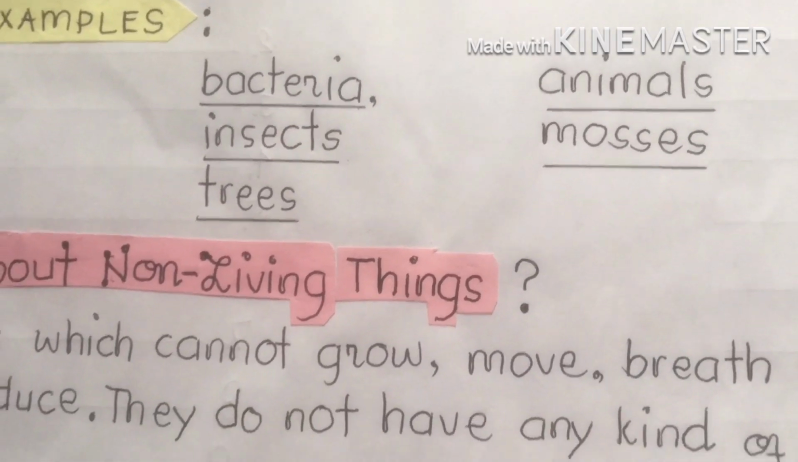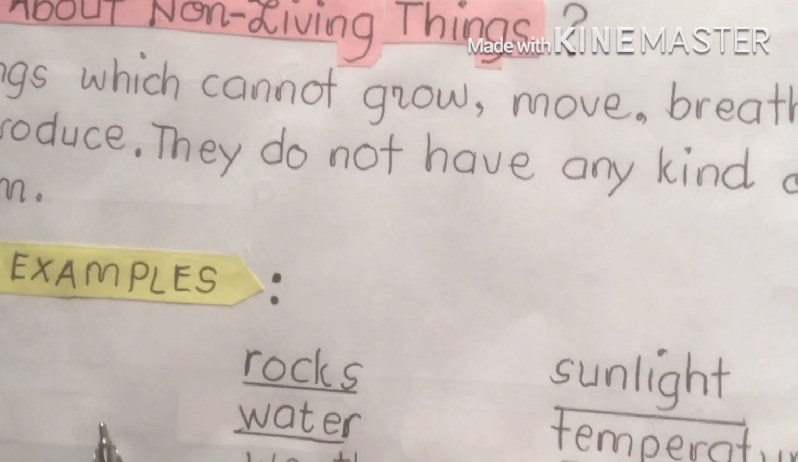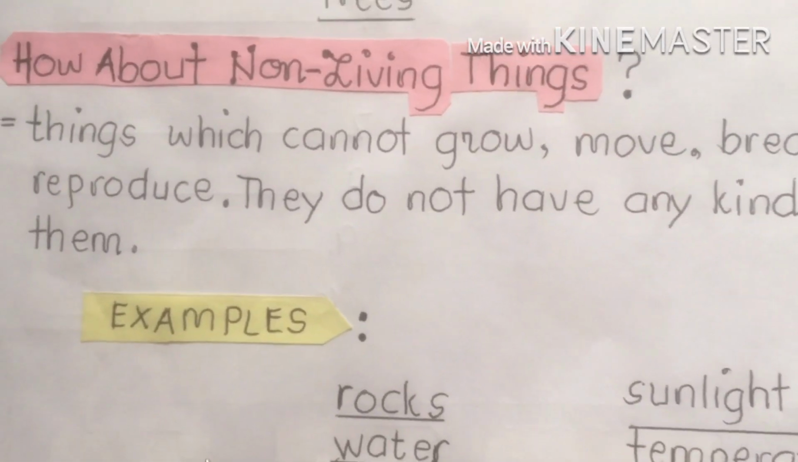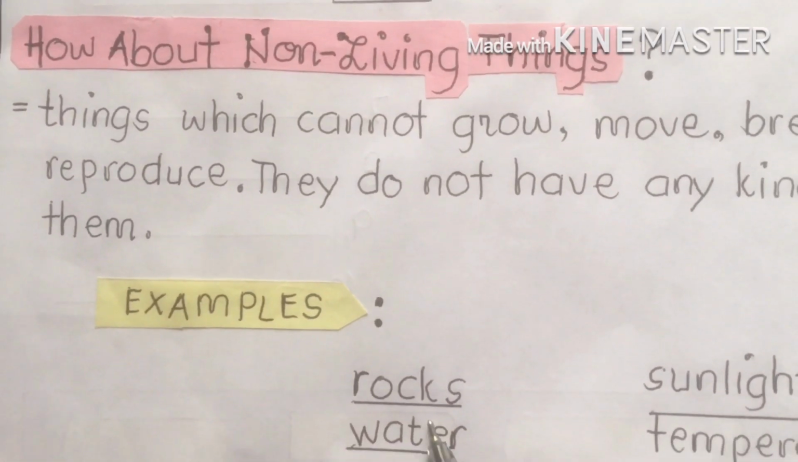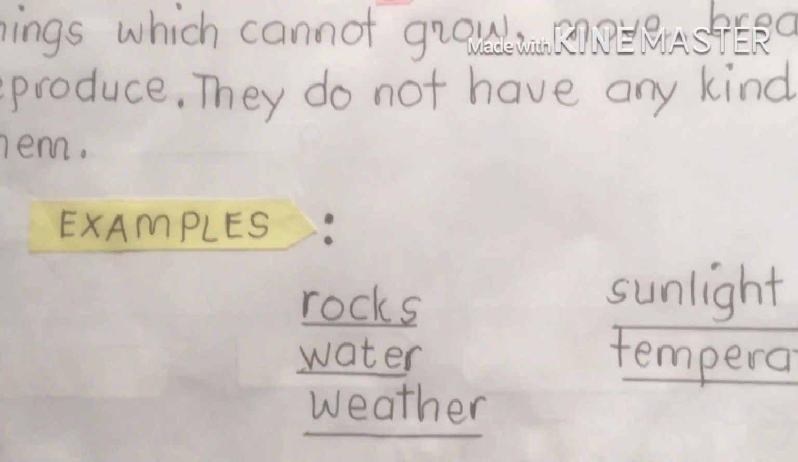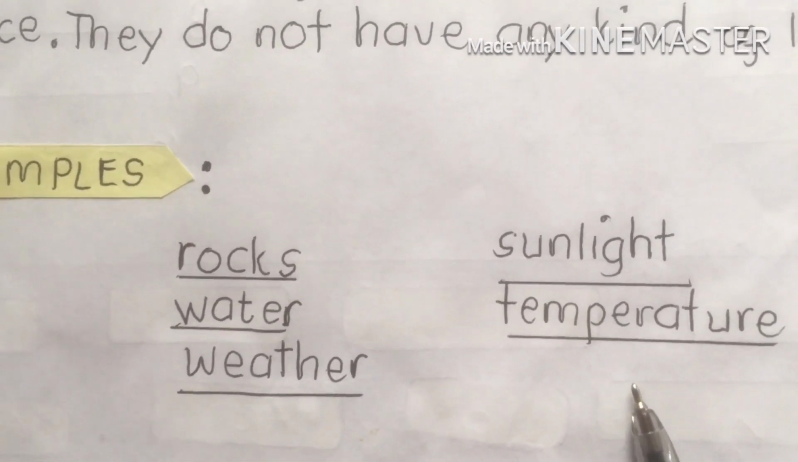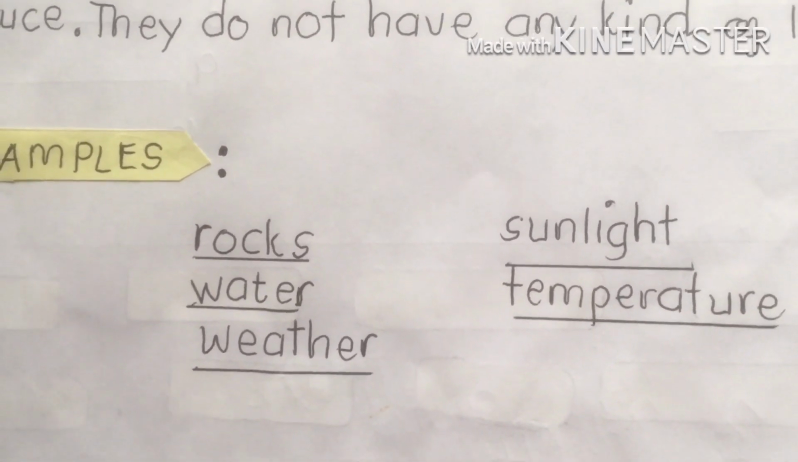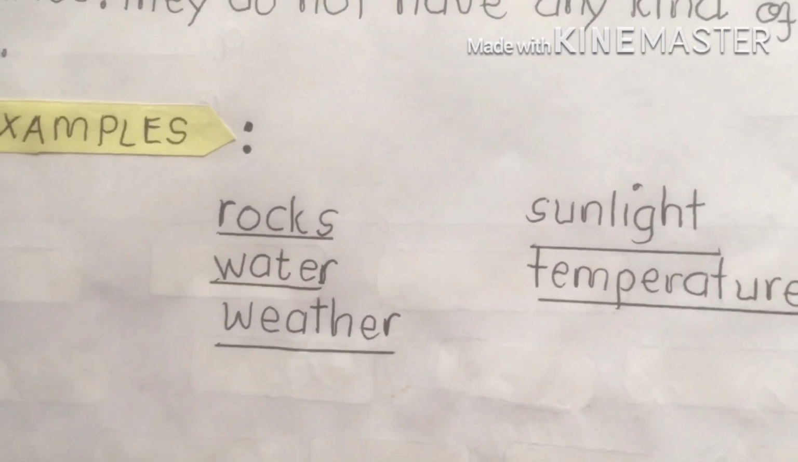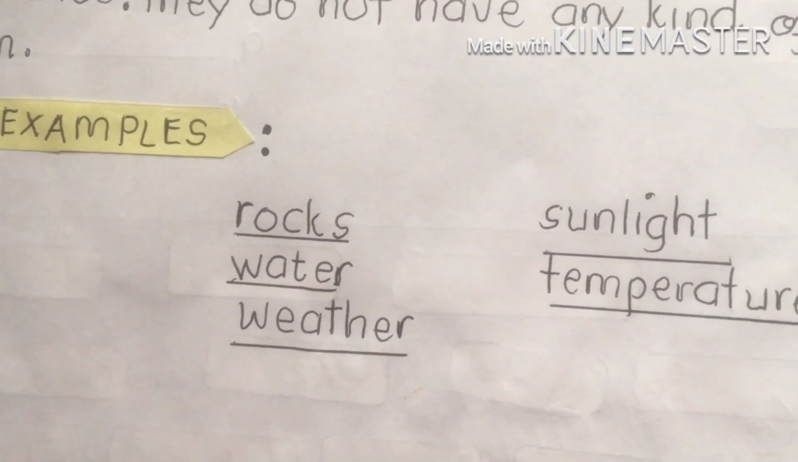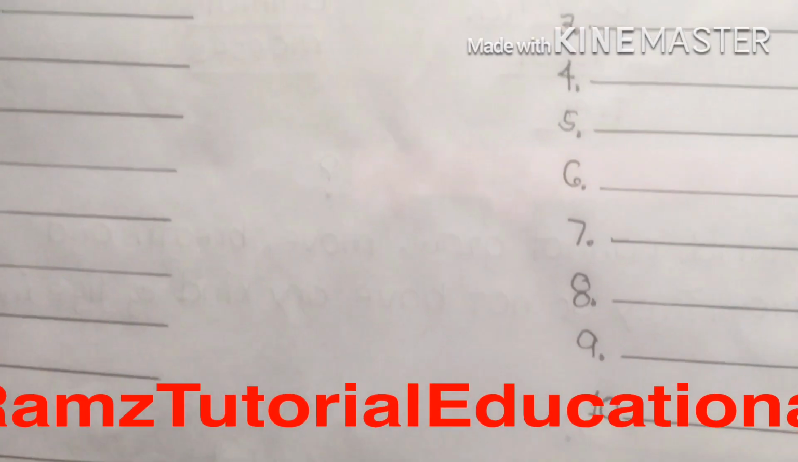How about non-living things? There is no life or movement at all, and they can't reproduce. Examples again: rocks, water, weather, sunlight, and temperature. Now, any questions regarding our topic about living things and non-living things? We are going to proceed to our brain challenge or motivation process.